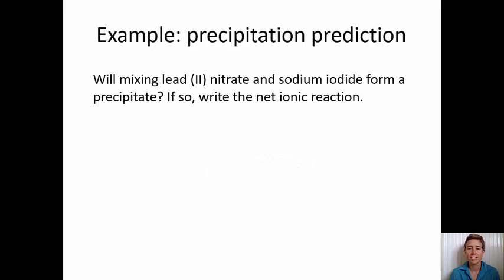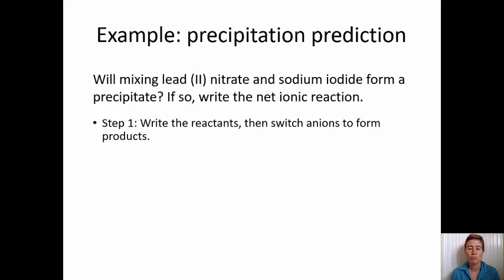So the way we can use this is, let's say we're going to try to predict whether or not something precipitates. The other way is I can simply say, is this thing soluble? But for precipitation prediction, we'll talk about that. So will mixing lead 2 nitrate and sodium iodide form a precipitate? And if so, write the net ionic reaction. First thing, we need to write down what we're even starting with. Then we're going to switch anions to see what products could possibly form. So we write down lead 2 nitrate and sodium iodide.